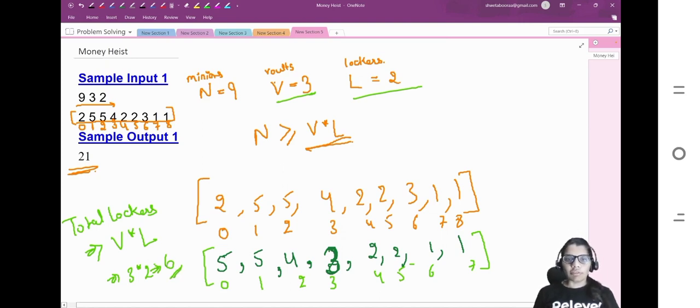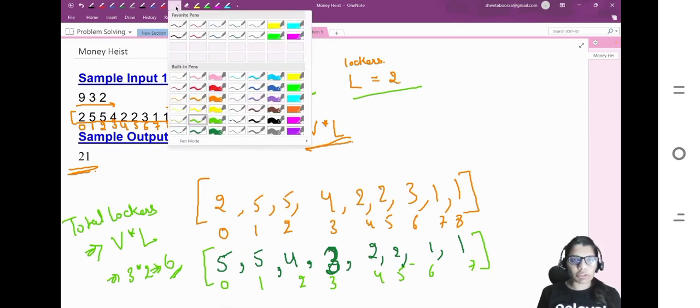That means we need first 6 minions. They would only be helpful for us, right? We don't need the other minions which are having the lower speed. So we will take only first 6 minions, right? We will take only first 6 minions.